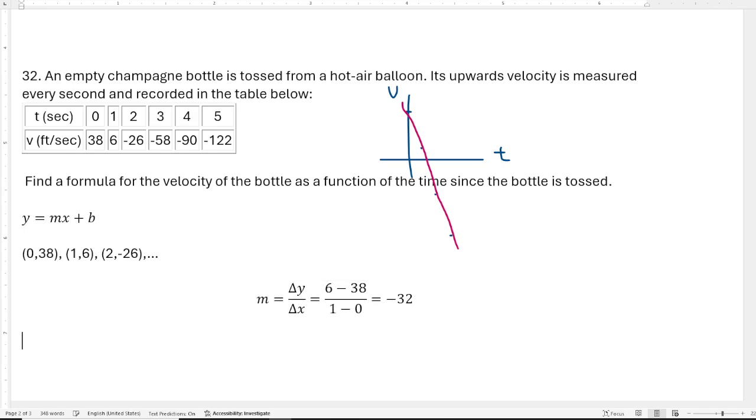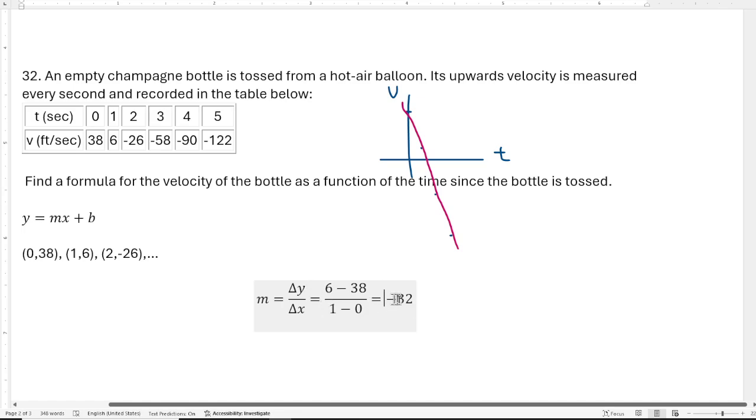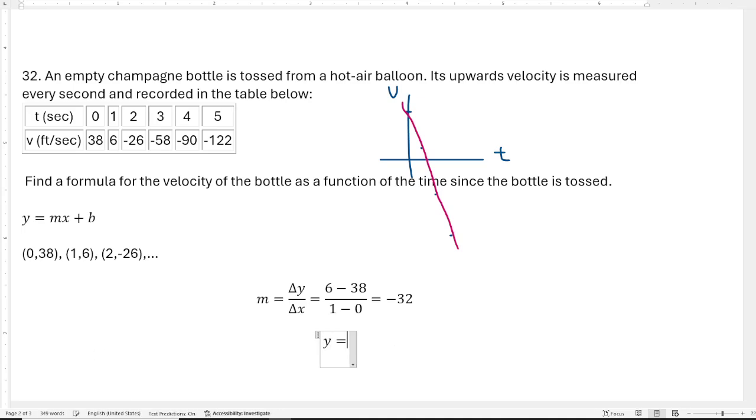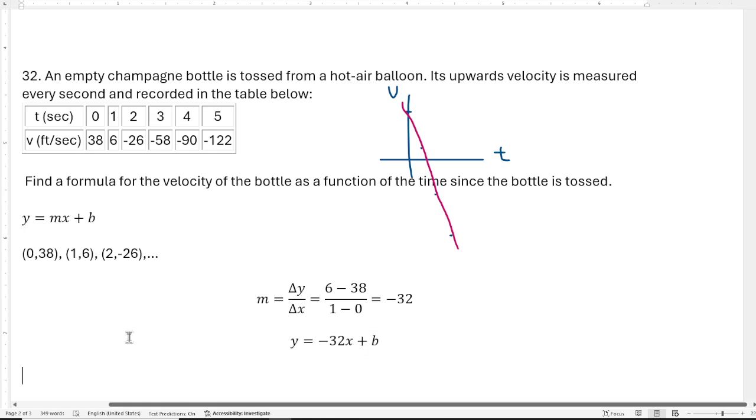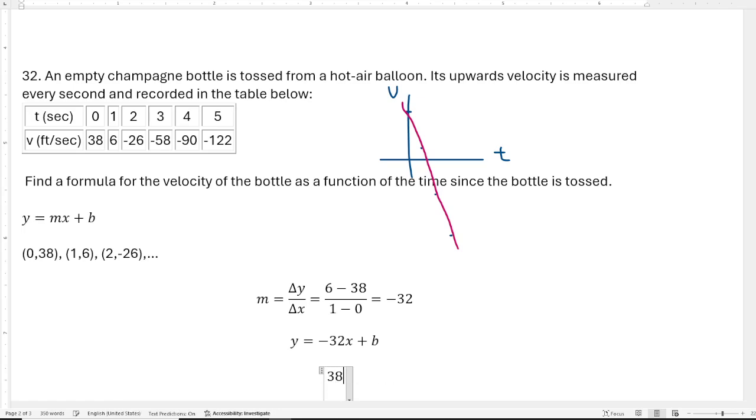That's the slope. Alright, so we're going to plug that in here and claim that y is equal to negative 32x plus b. Now, to figure out b, just pick one of the points and plug it in to see what you get. I guess the easiest one is to plug in this one. So x is 0 and y is 38. So you're going to say 38 equals negative 32 times 0 plus b, and therefore that's going to say b is equal to 38.